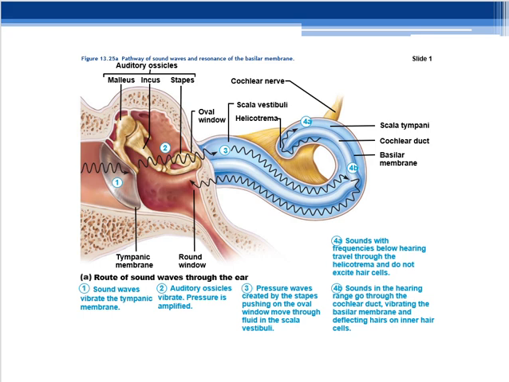Then sounds in the hearing range would go through the cochlear duct, vibrating the basilar membrane, bending the stereocilia, or deflecting those hairs on inner hair cells. And that would lead to, again, our receptor potential, which is the graded potential in special sense organs that we need to get a graded potential in afferent neurons. If we get a graded potential in afferent neurons, we might get an action potential in the neuron that goes to the central nervous system.